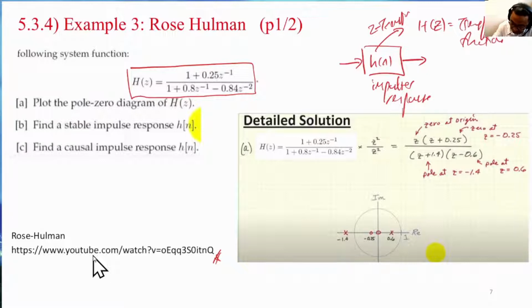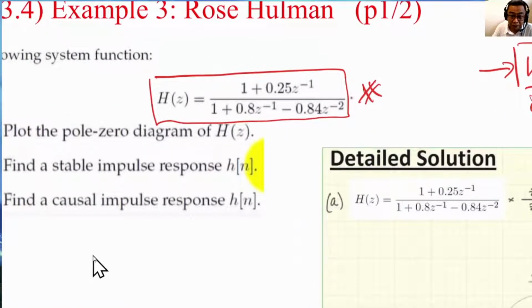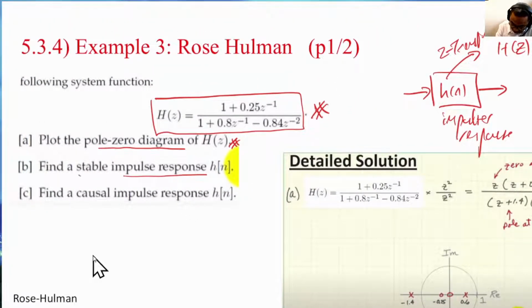We are given the transfer function H(z) in negative powers of z, and we are asked to find the following: the pole and zero diagram, and the impulse response. Here it says stable and here it says causal. Let's find out what's happening over here. The pole and zero diagram first.